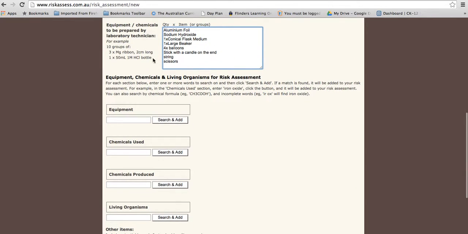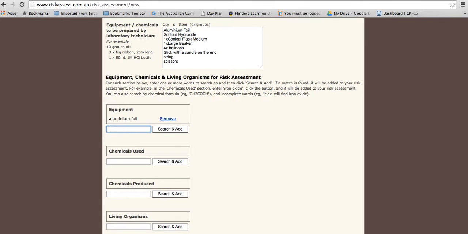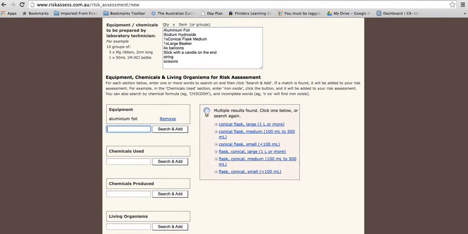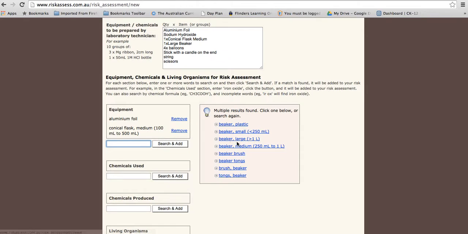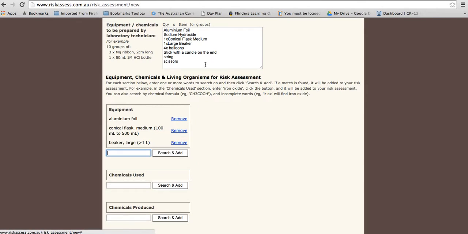Now comes the risk assessing side of things. So we're going to go, okay, what's the equipment I need? So start from the top, you need aluminium foil. Okay, now leave the chemicals out of this, so we need a conical flask. Now I just write the first word in. It's going to come up with some options. We want a medium conical flask. Likewise, beaker, and we want a large one. So we come over here, we look through the list, and we go a large beaker.